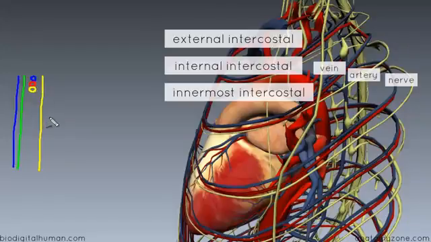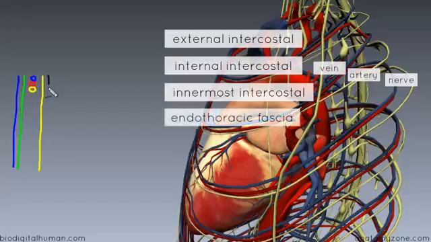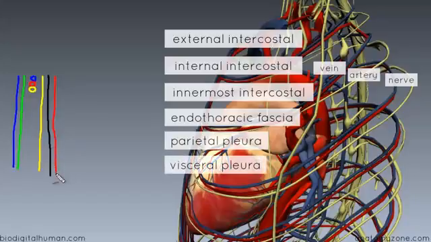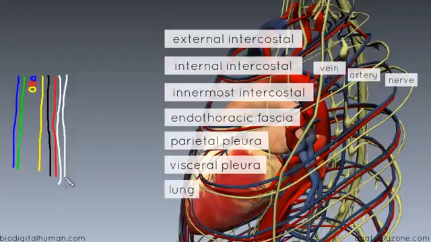and then underneath the innermost intercostal you've got the endothoracic fascia, and then just underneath this you've got the pleura. So you've got the parietal pleura, and then you've got the visceral pleura, and then you've got the lung tissue under that.